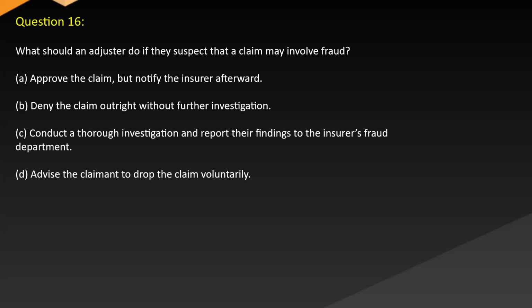Question 16. What should an adjuster do if they suspect that a claim may involve fraud? A. Approve the claim, but notify the insurer afterward. B. Deny the claim outright without further investigation. C. Conduct a thorough investigation and report their findings to the insurer's fraud department. D. Advise the claimant to drop the claim voluntarily.